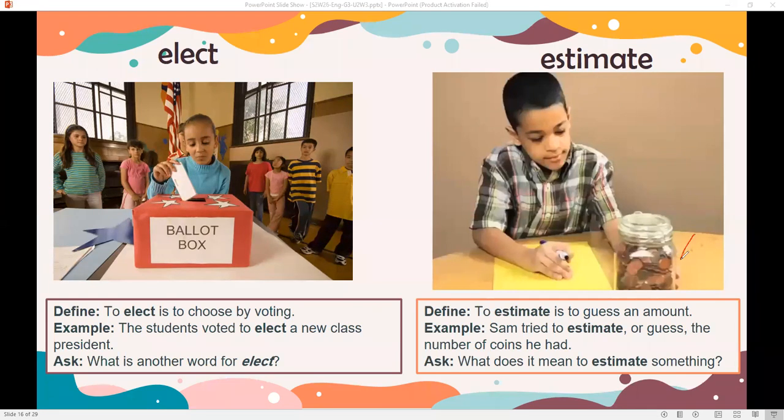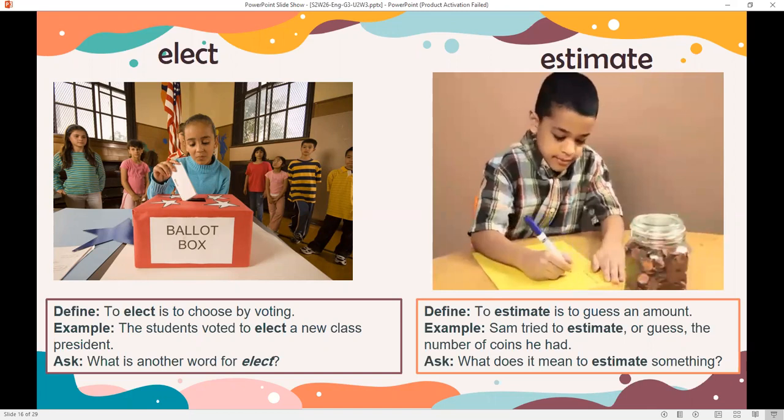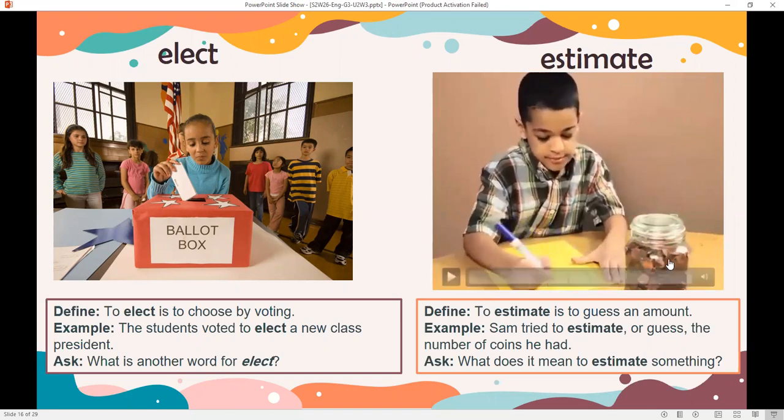For example, if you looked at this jar, you can see that it has lots of money. You cannot say, for example, I have 80, I think it is 81, okay? You may say, I think it's almost 80 or 90, for example. So here Sam tried to estimate or guess the number of coins he had. What does it mean to estimate something? It means to guess the amount. Estimate. To estimate is to guess an amount. See, so he's guessing that he may have, I think he wrote 190.